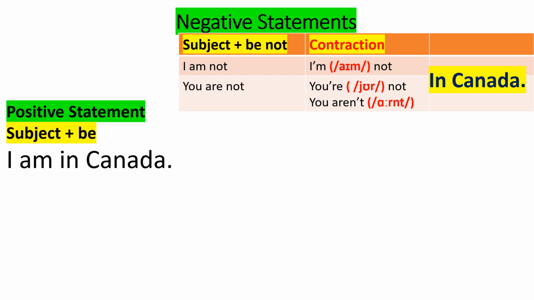And the contraction can be in two different ways. Either we can contract you and are and say you're. You're not in Canada. Or you aren't in Canada. Either we contract you and are together or we contract are and not. We cannot contract all of these words together. We can't say you'n't. It's you're not in Canada or you aren't in Canada.